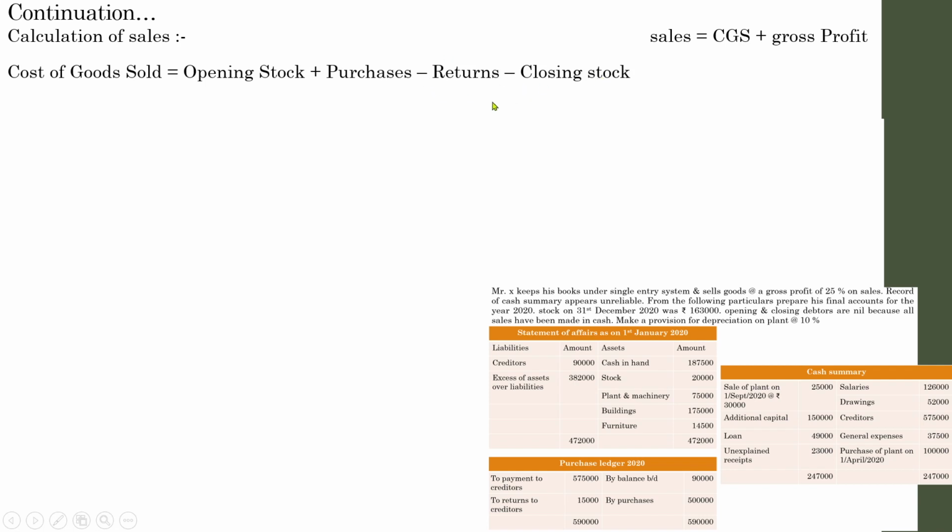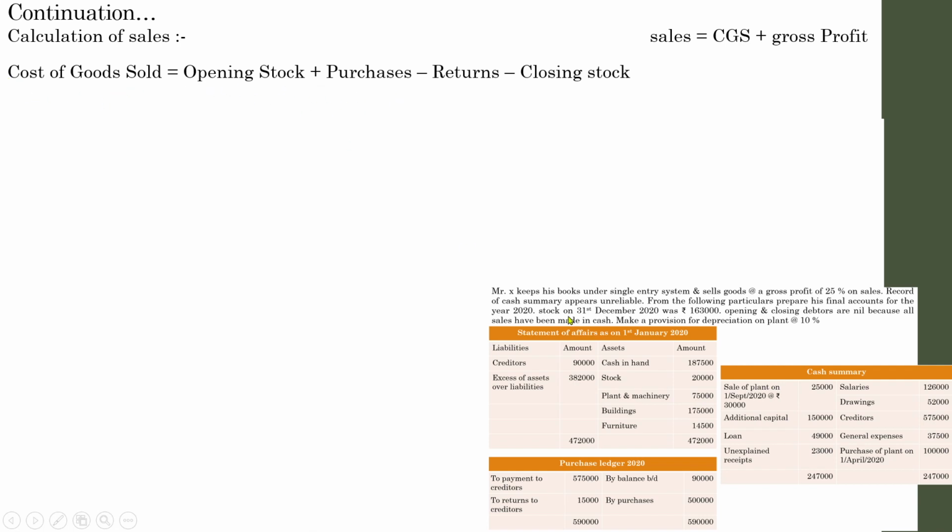Returns means purchases returns, and usually there was one another item, direct expenses or wages, like that. In this case there is no information regarding direct expenses and wages, so let us assume returns. Make sure whether there are any returns given in the question. Okay, next one. So let us find out each item.